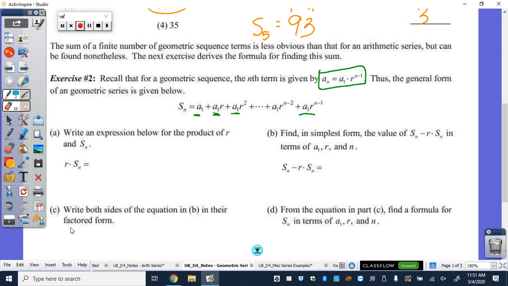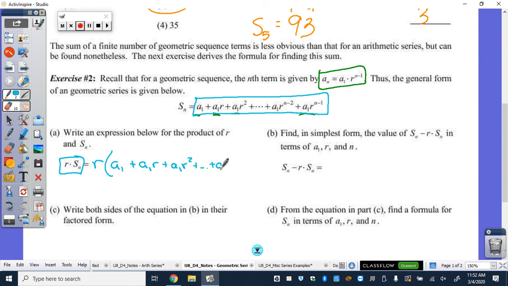So now they want us to figure out r times s sub n. This right here is s sub n. That's how we write out our geometric series equation. That's what they're referring to as s sub n. So we have to do r times that. All I did was copy down the stuff from above. I didn't change anything yet.